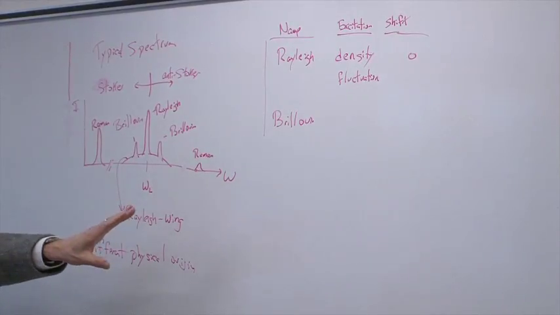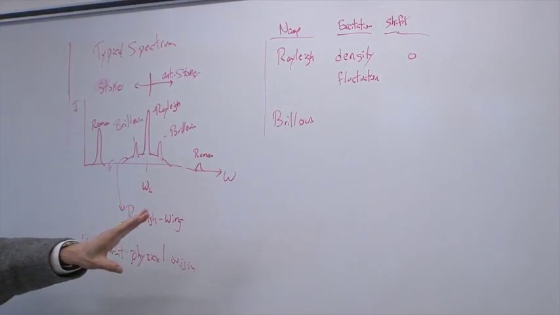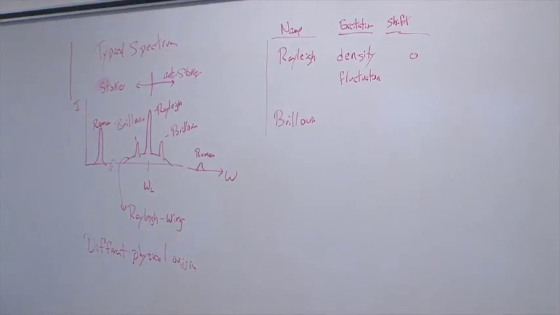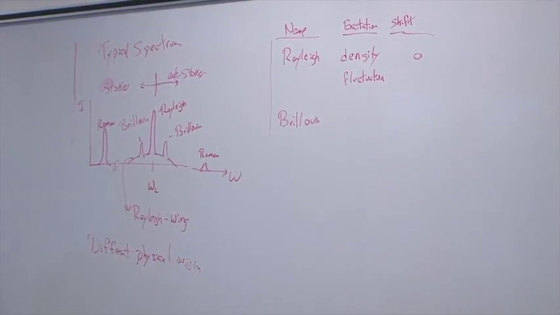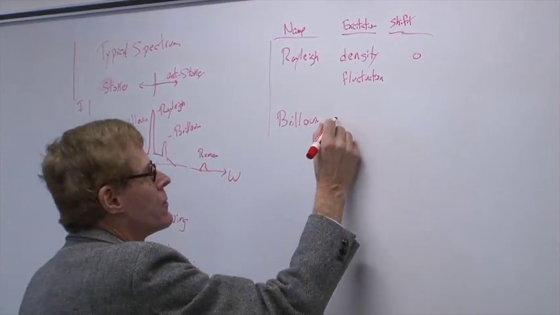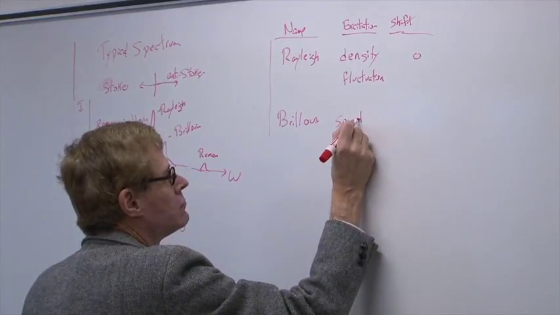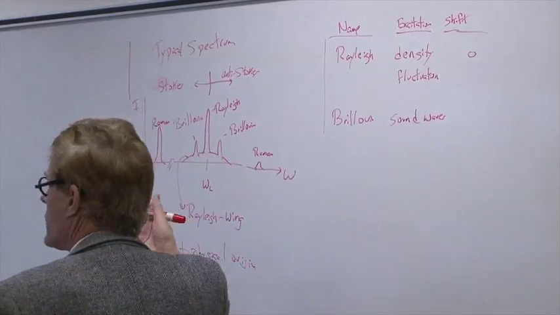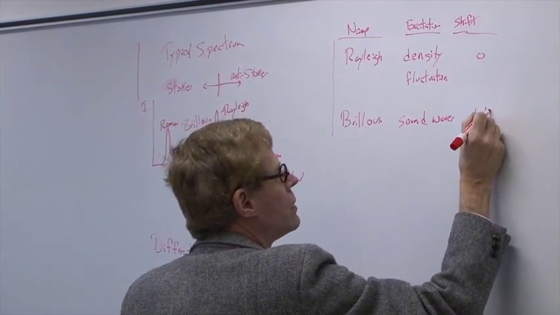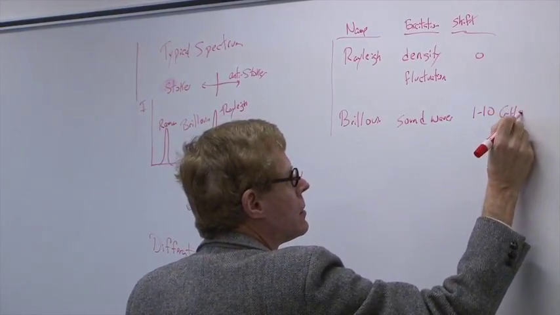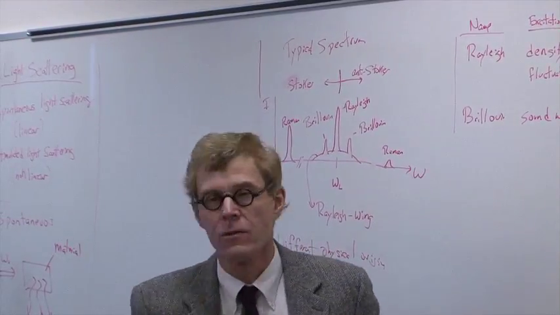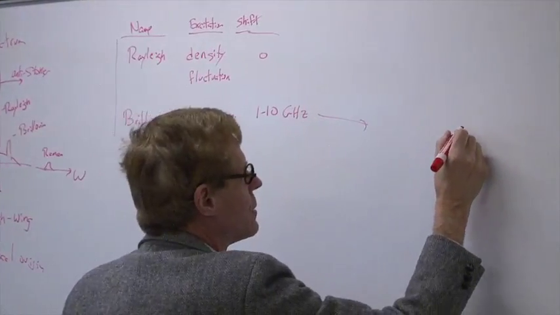So I will refine all of these, but right now that was supposed to be a bit provocative. You were supposed to say, what are you talking about? But we'll get back to that. Brillouin is scattering from sound waves. And the shift might be 1 to 10 gigahertz.